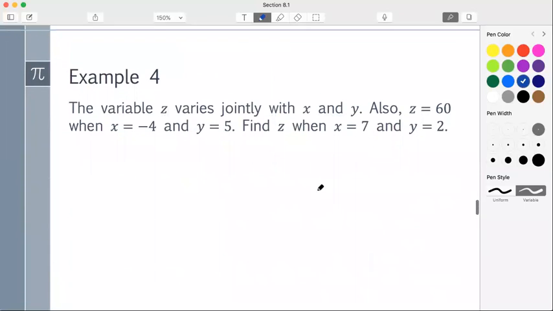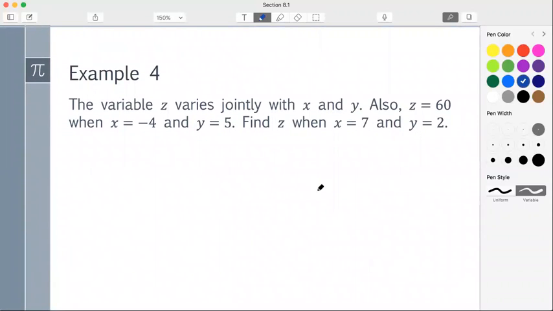Okay. So example 4, let's go ahead and try this one. The variable z varies jointly with x and y. Also, z equals 60 when x equals -4 and y equals 5. Find z when x equals 7 and y equals 2. Okay, so first sentence, z varies jointly with x and y.